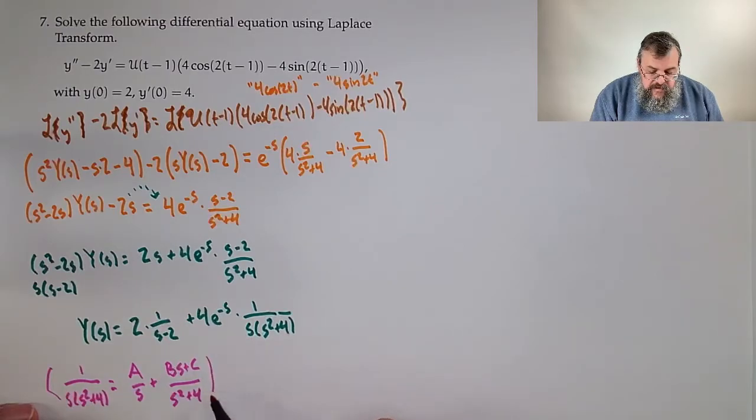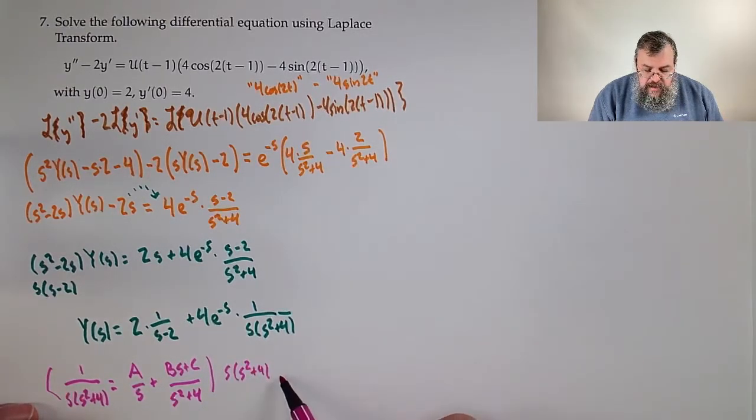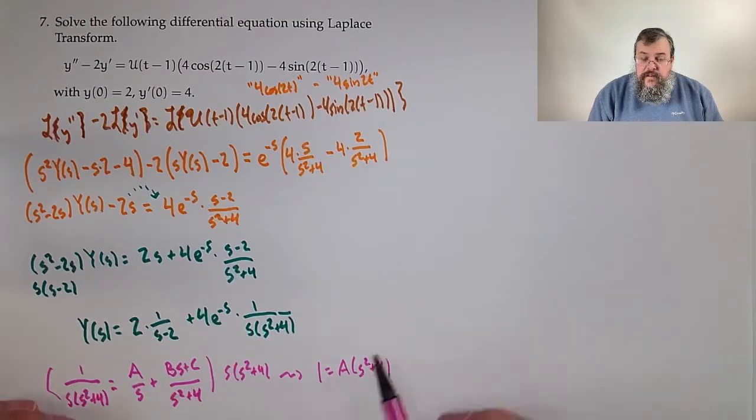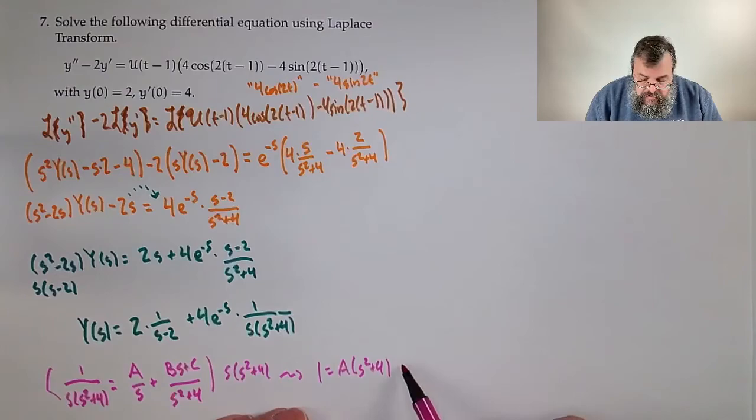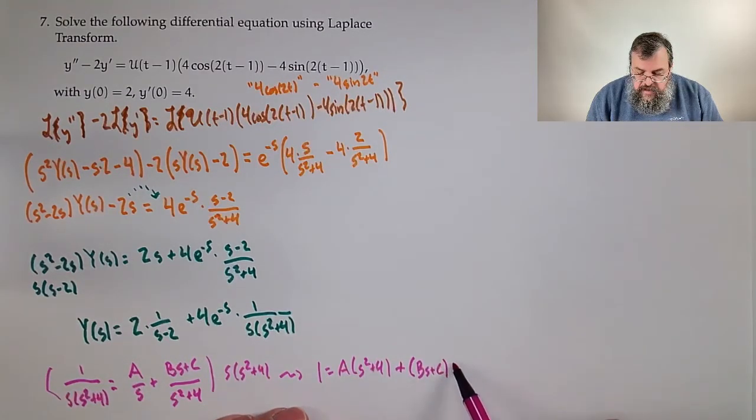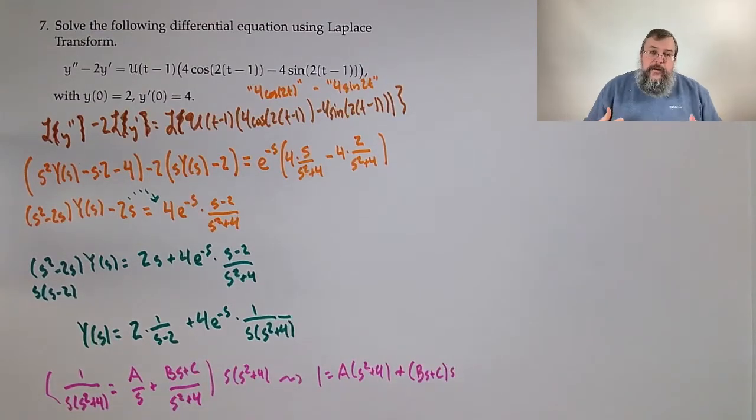Clear the denominator, so multiply both sides by s times s squared plus 4. And what do we get? We get 1 is equal to a times s squared plus 4, because the s's cancel. And then we get plus b times s plus c times s.